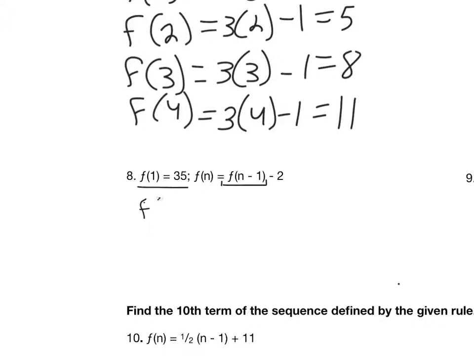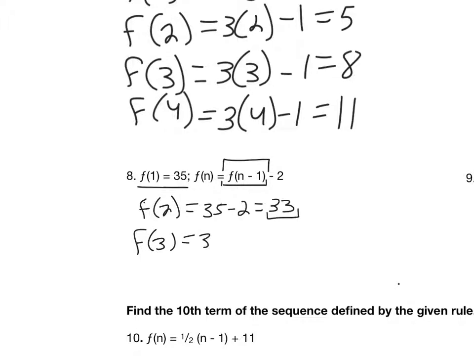If we're looking for f of 2, it would be previous term, which is 35, minus 2, which is 33. For f of 3, it would be previous term, which was 33, minus 2, which is 31. For f of 4, it would be previous term, which is 31, minus 2, which is 29. We only need the first 4 terms, so we're done.